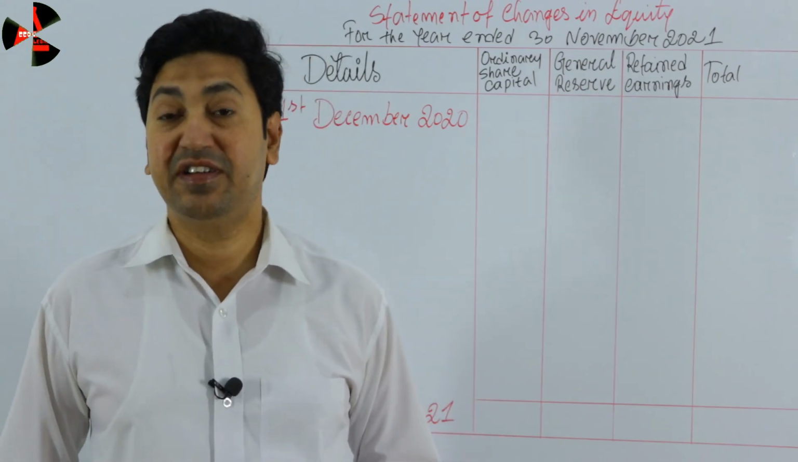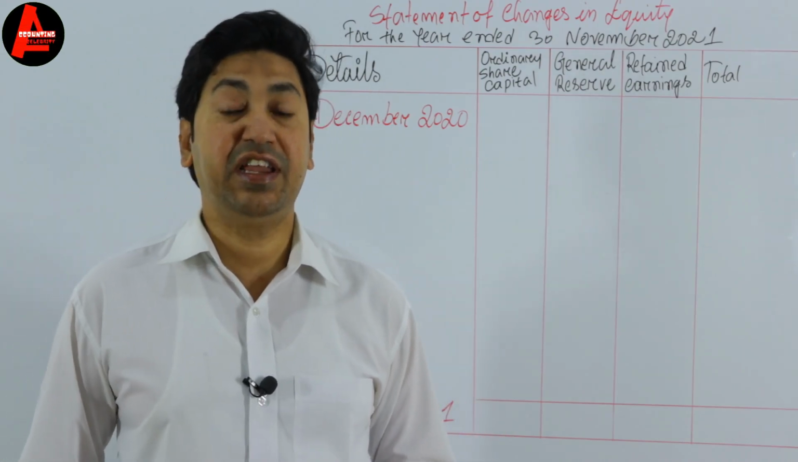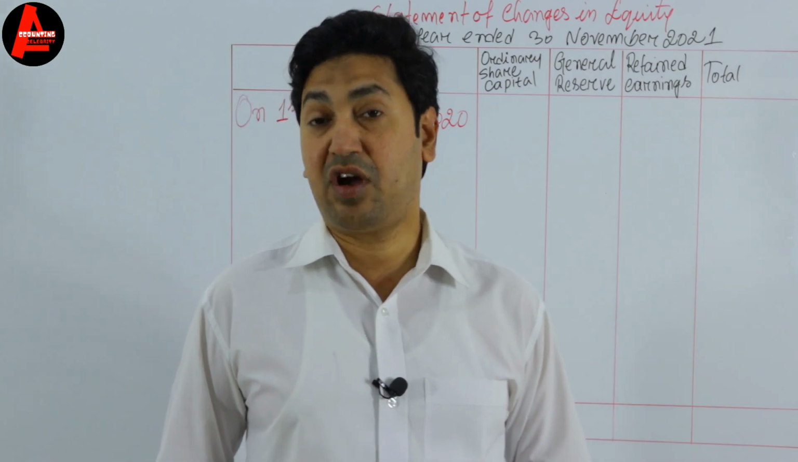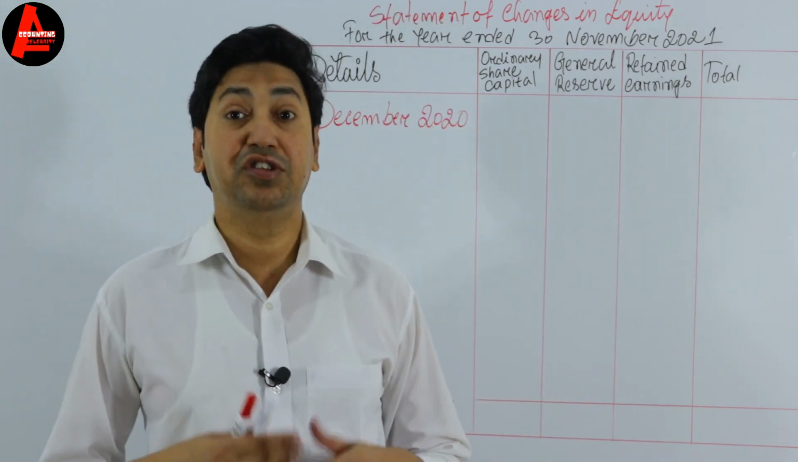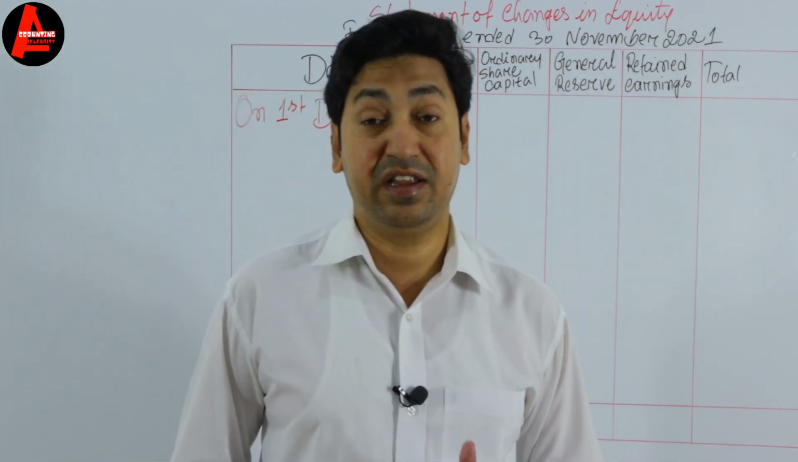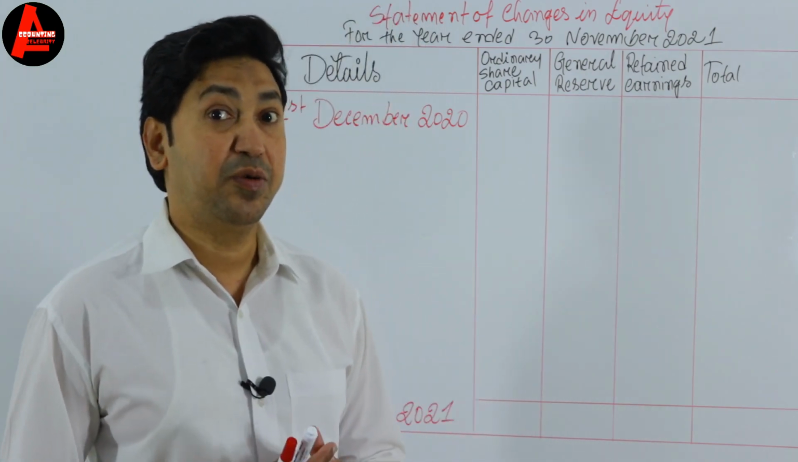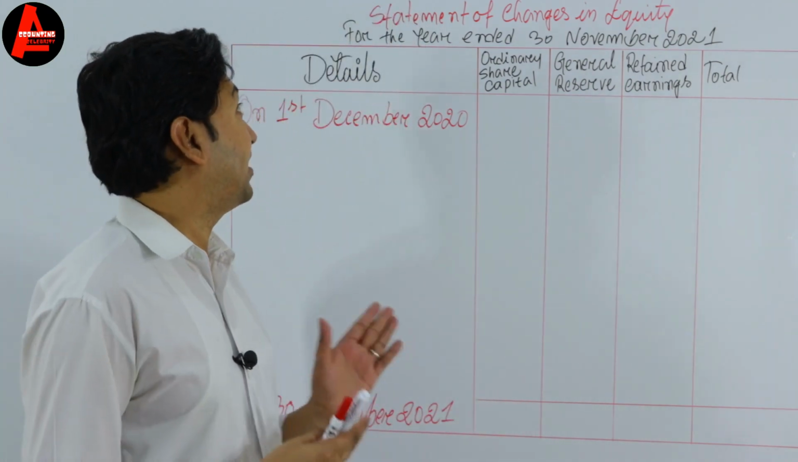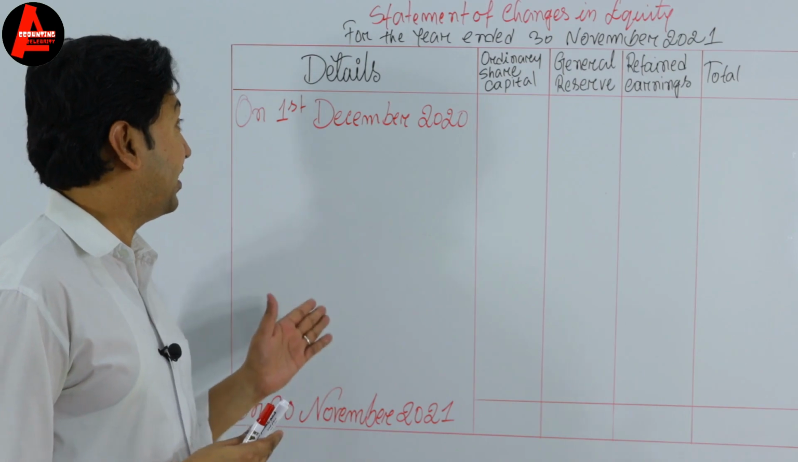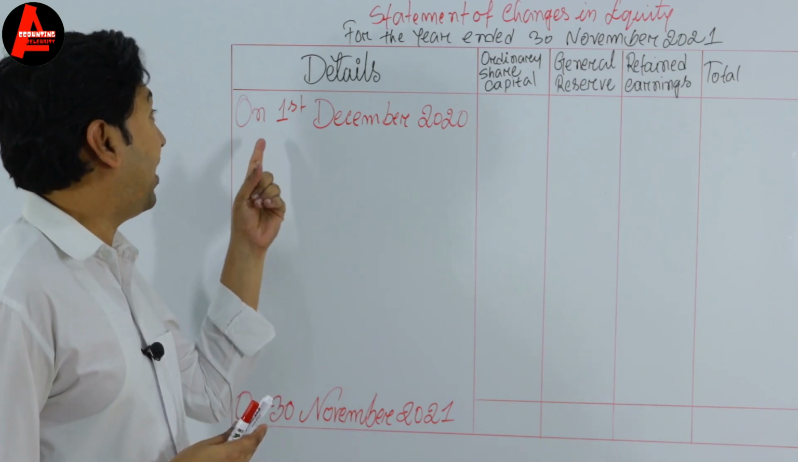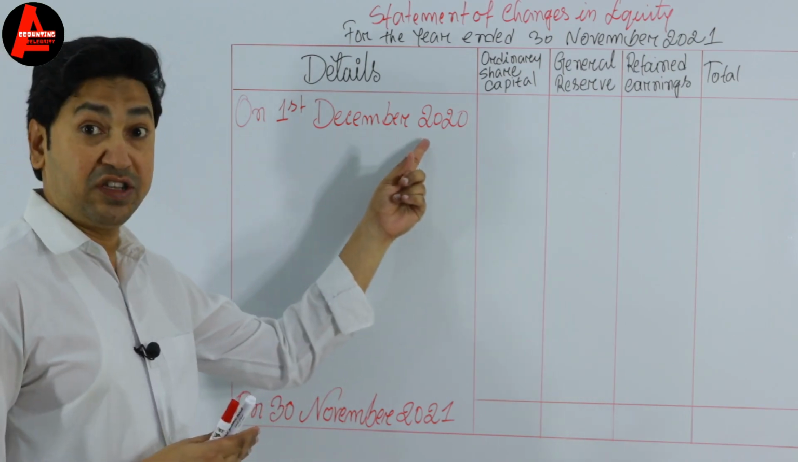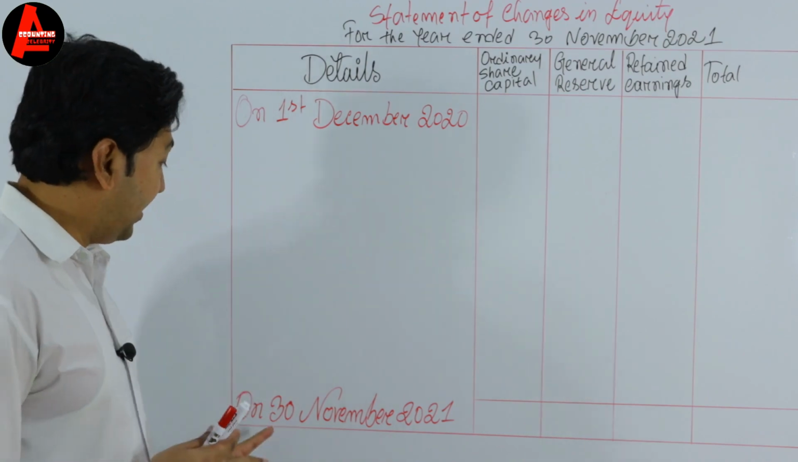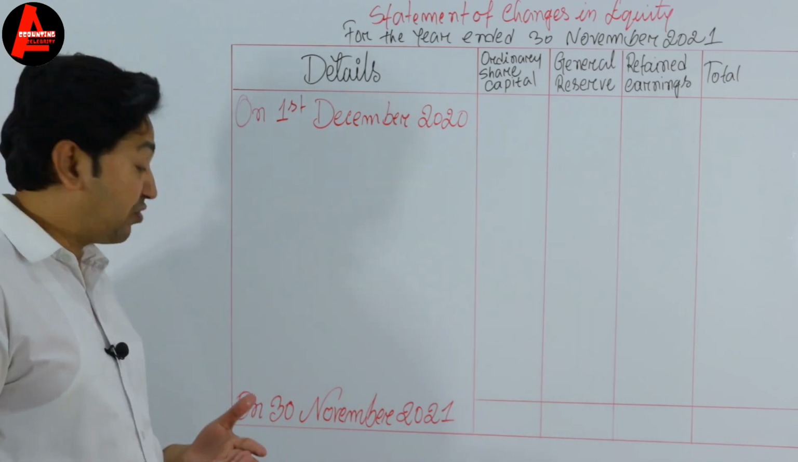Today we will learn statement of changes in equity. This is a very common topic in your exam, so you need to understand this account, this statement properly. So here this is the format. We have the details column here. We have balance on 1st December 2022, and here we will figure out the closing balance.